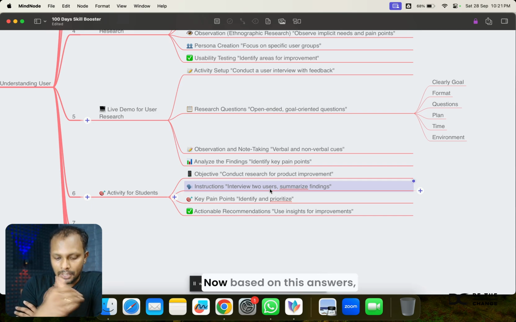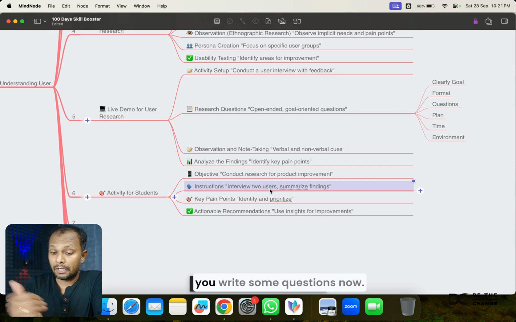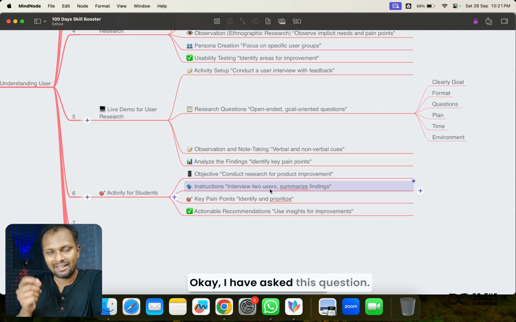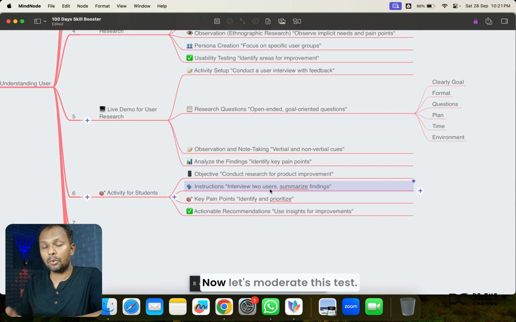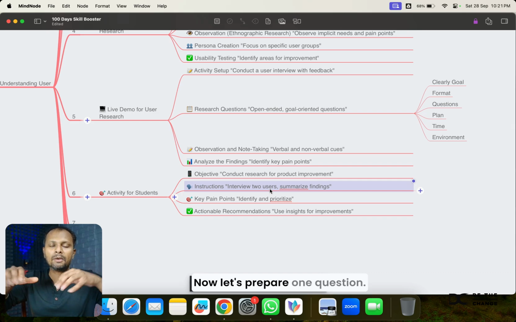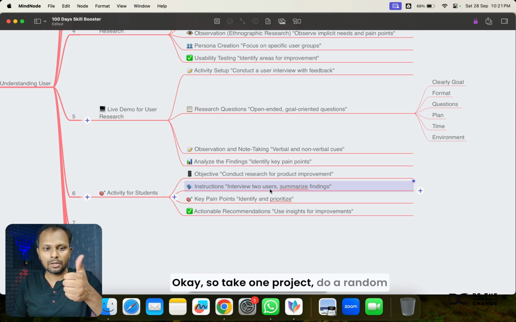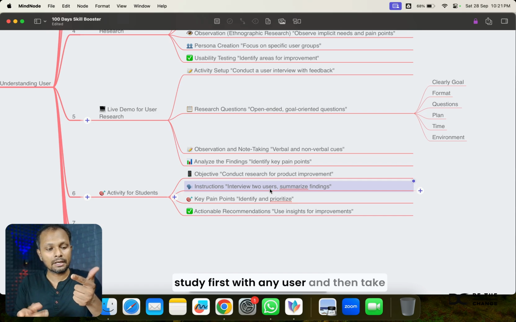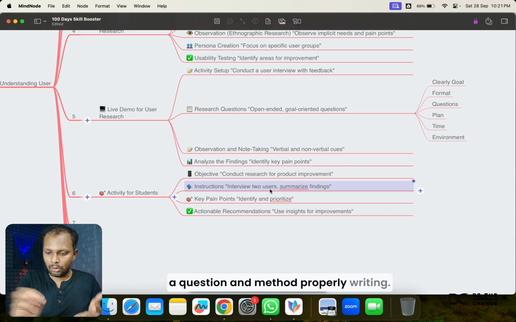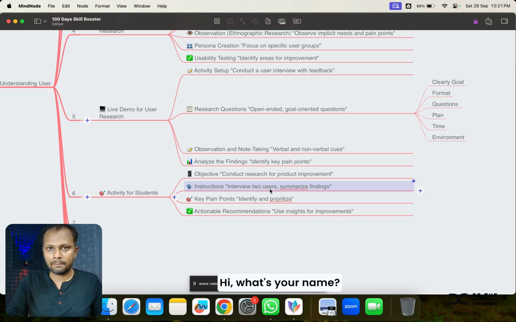Second, based on these answers, you write some questions now. I've asked this question, this person has randomly answered this. Now let's moderate this test. Now let's prepare one question. So take one project, do a random study first with any user, and then take a questionnaire method properly, writing: hi, what's your name? This is the intention of this test. How did you like your product?